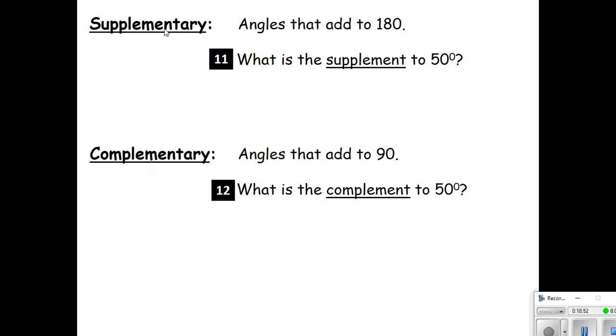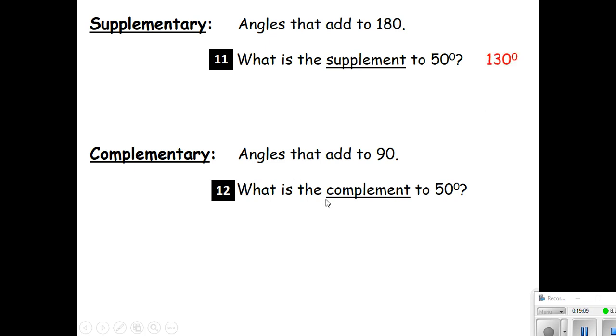So a question that might come with the word supplement is, what's the supplement to 50 degrees? Well, the supplement is what I add to 50 degrees to get 180. So to find it, you just do 180 minus 50. In this case, that would be 130 degrees.